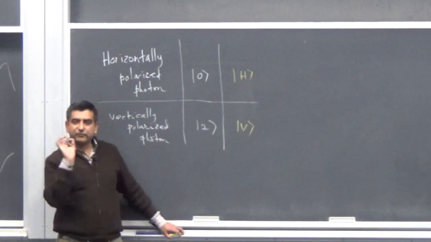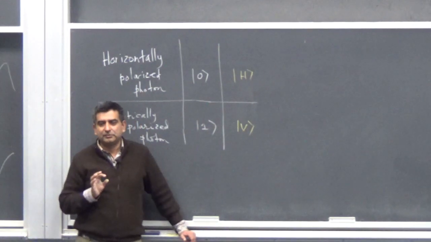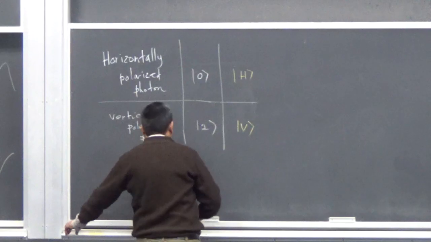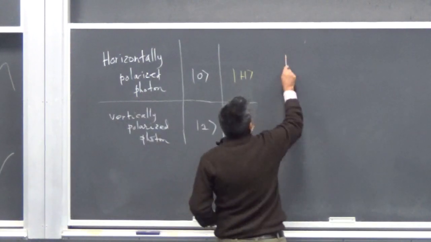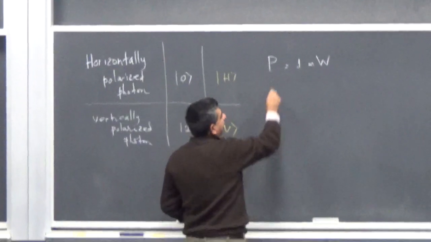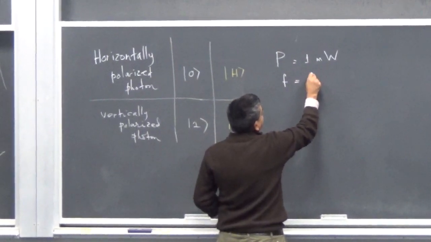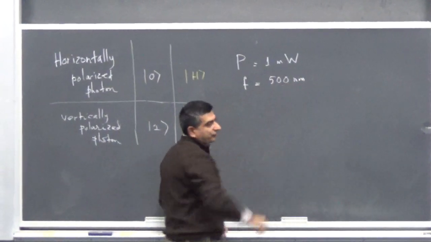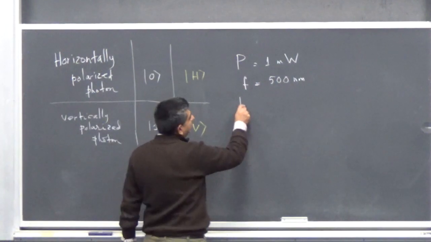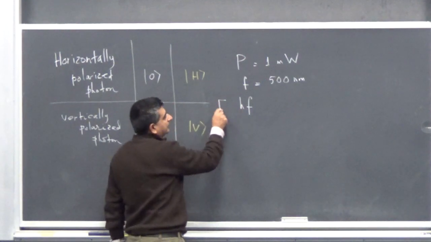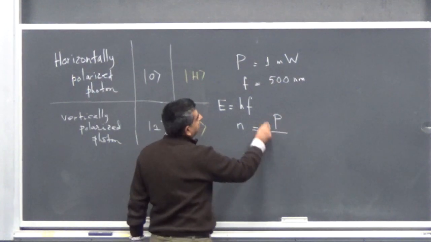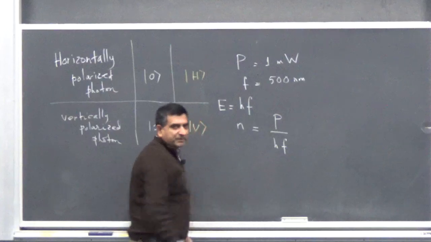So now if I really have a photon, just one photon, somehow I have a laser. Suppose I have a 1 milliwatt laser. So the power of my laser is 1 milliwatt. And the wavelength is, say, 500 nanometers of light that is coming out from the laser, yellowish. I would know what the energy of a single photon is. That would be hf. I can count the number of photons that are coming out from the laser with this power, right? This would be the number of photons.